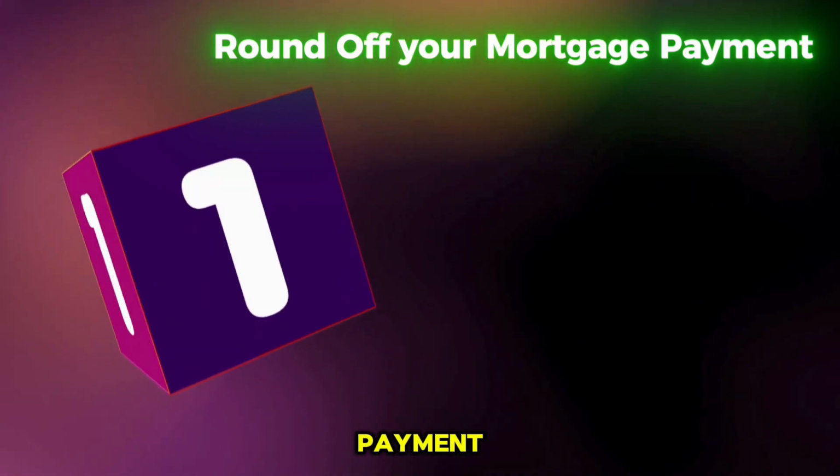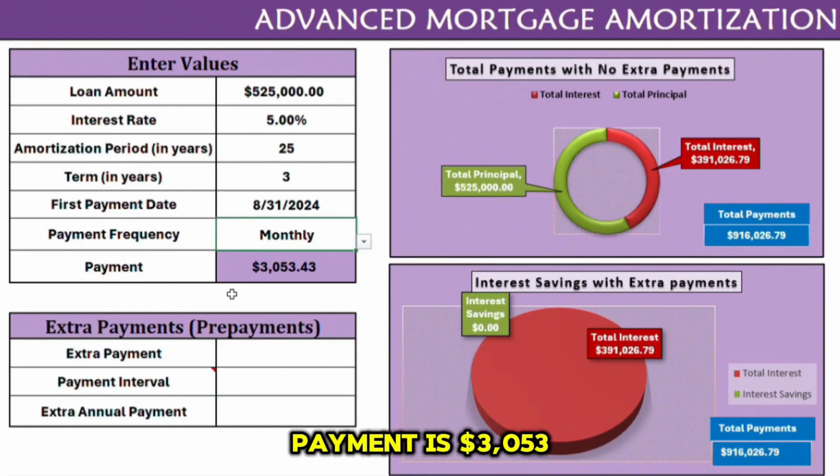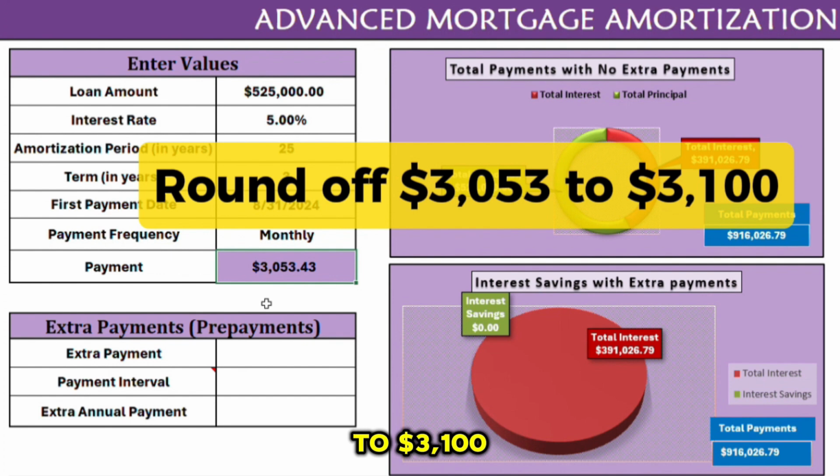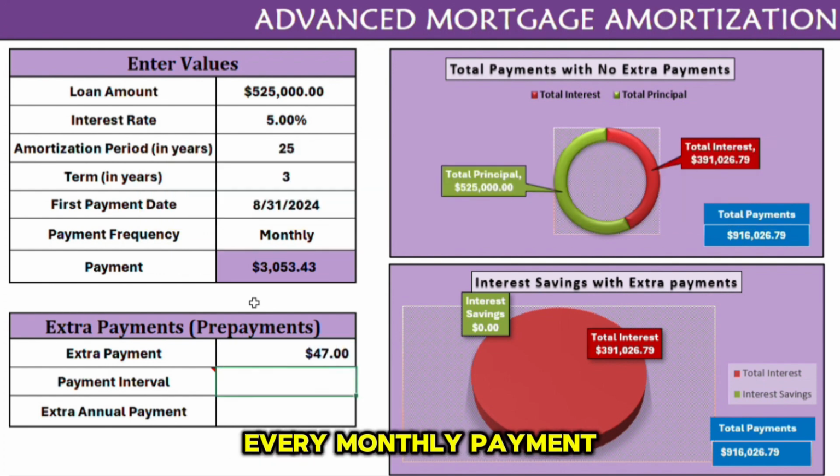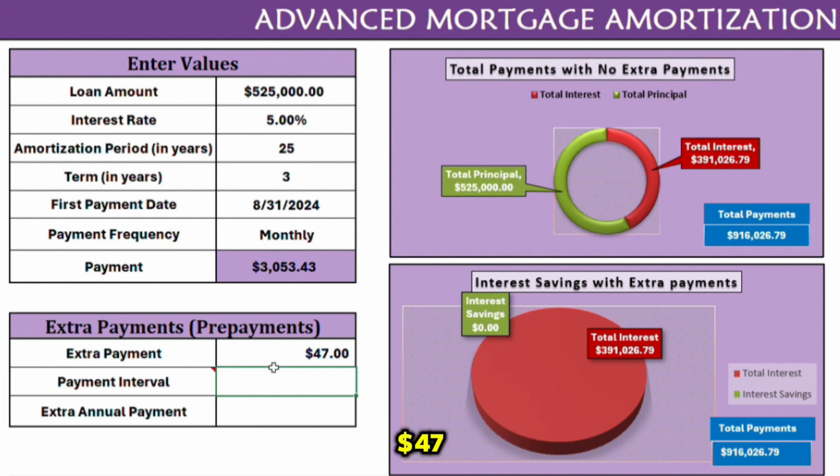So the very first method is rounding off your payment. So in this example, your monthly payment is $3,053, which is close to $3,100. So what you can do is you can just round it off to $3,100 if you can. So the difference is around $47, which means with every monthly payment, $47 on and above of your mortgage payment will be added to your principal balance.